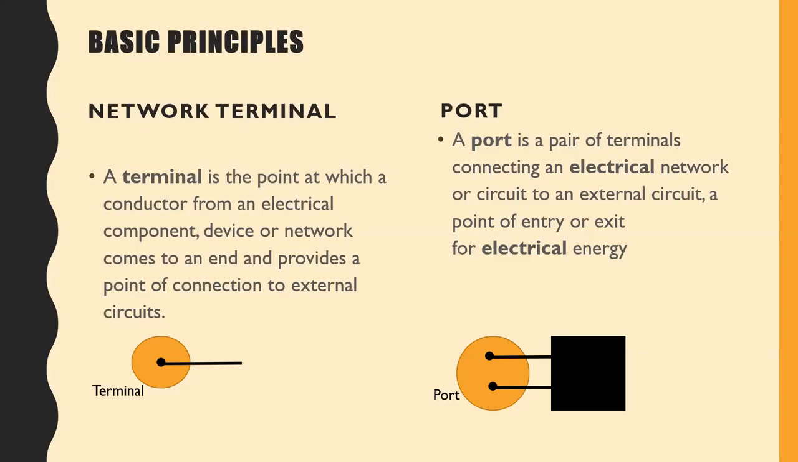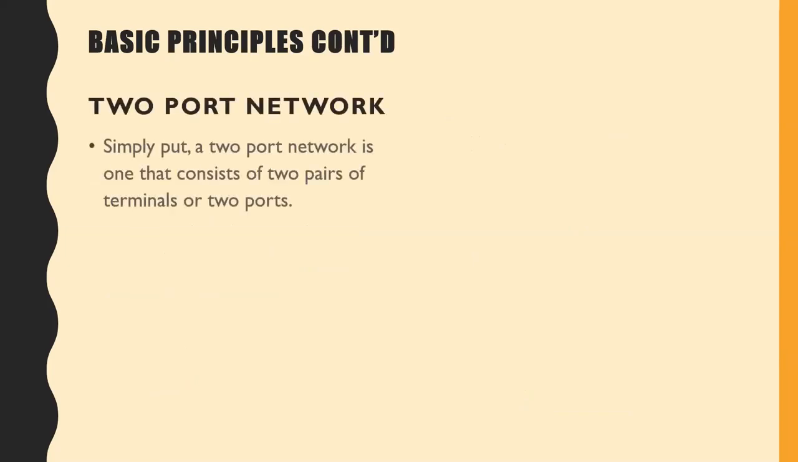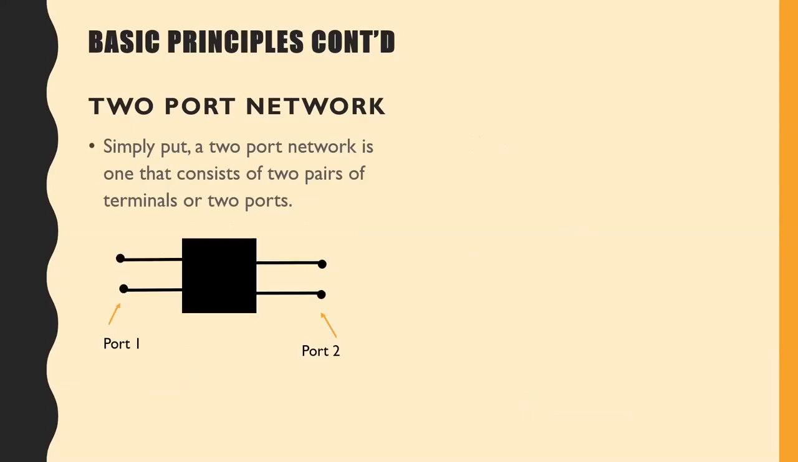All right, cool. The fact that we're dealing with two-port networks simply means that we're going to have two pairs of terminals, or two ports. So in a two-port network, we have port one and port two. So your two-port network has four terminals.